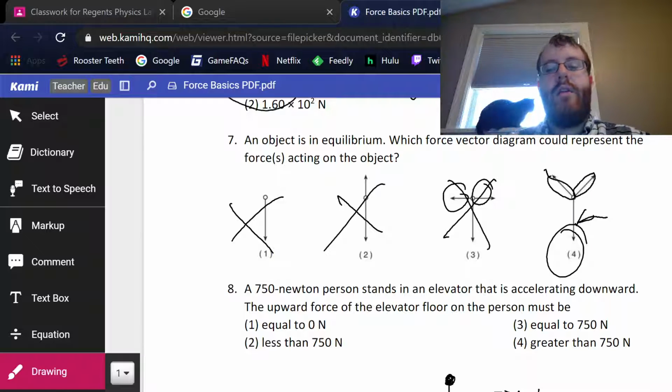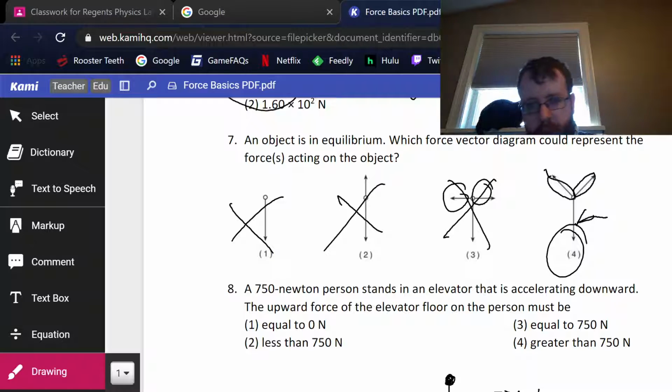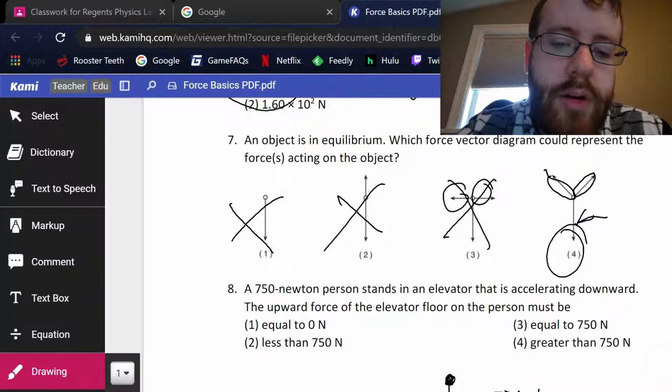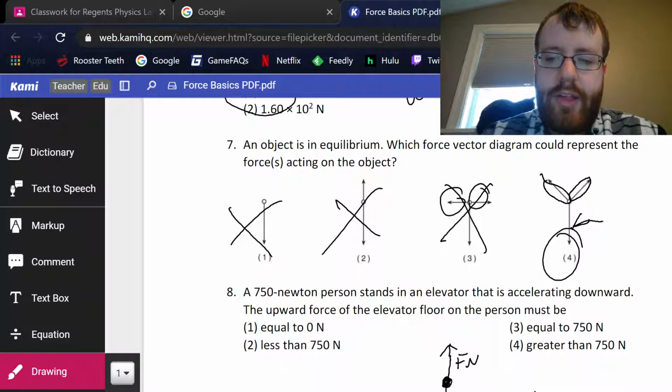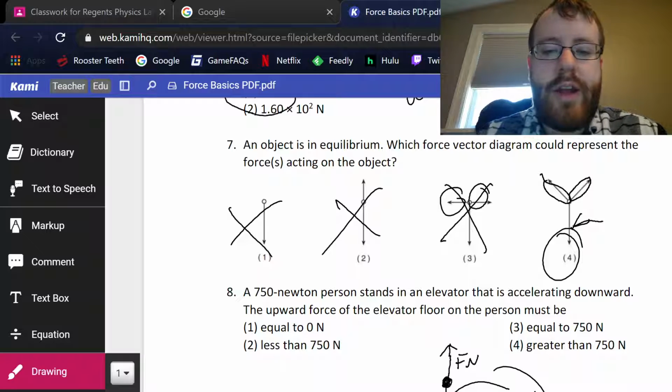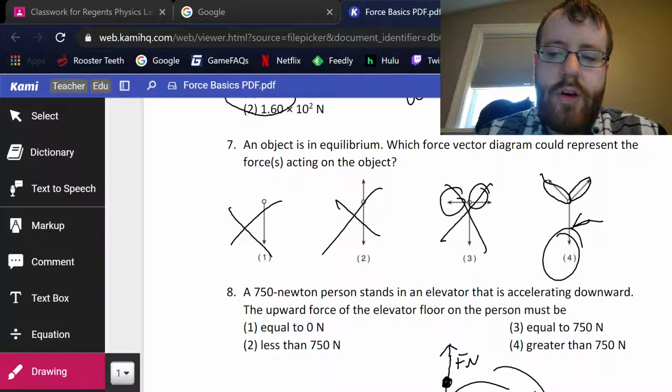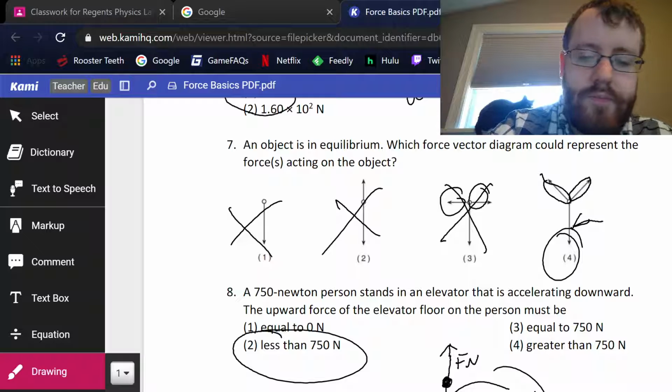Now, when you're on an elevator, you have the normal force holding you up because you're standing on the ground. But because you're accelerating, you can actually have a normal force that's greater if you're accelerating upwards or less if you're accelerating downwards, which you are in this case. So because you're accelerating downwards, our upwards force needs to be less. So this wins and you end up accelerating down. So our final answer for this is choice 2.